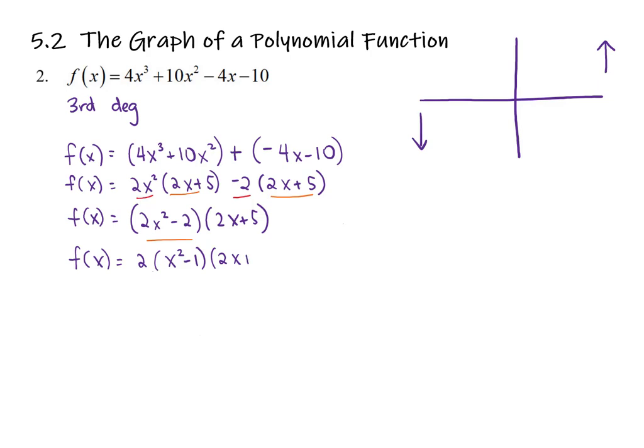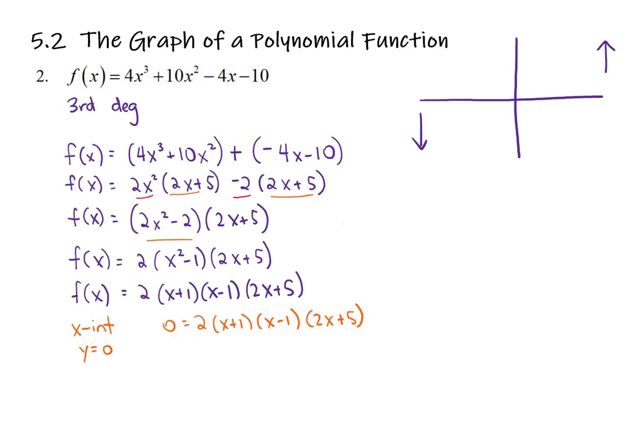Oh, and now that I've done that, I noticed that that's a difference of squares, so I know how to factor that. I'm going to get x plus 1, x minus 1, and 2x plus 5. And so now I'm ready to find all of the x-intercepts and the y-intercepts.